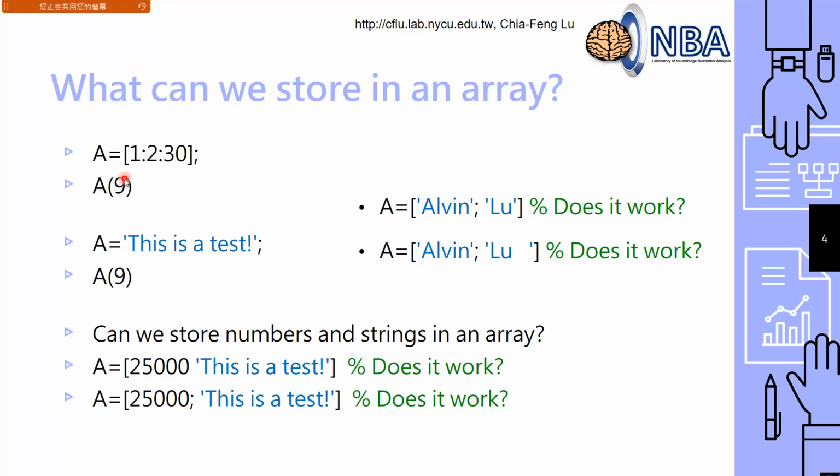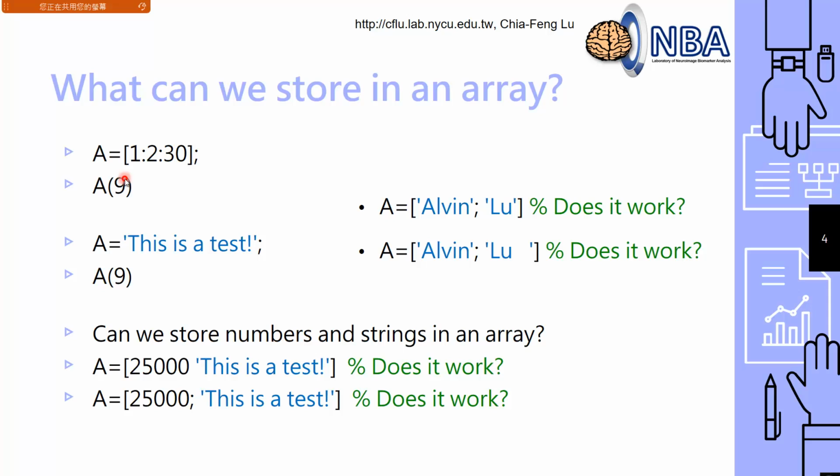And you can see that for the second line right here, A with the parentheses, and you can see 9 right here. That means you are going to get the value for the 9th index of this array, okay? So you can try it right now. For this example, you can easily find out that, of course, we can put numbers within this array. Of course, we can do that, okay?